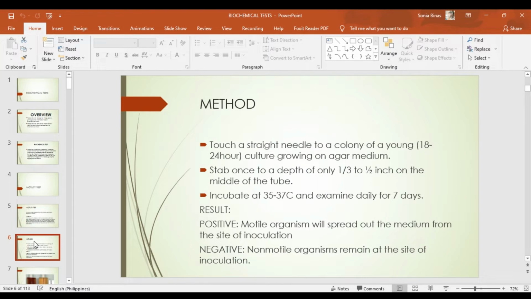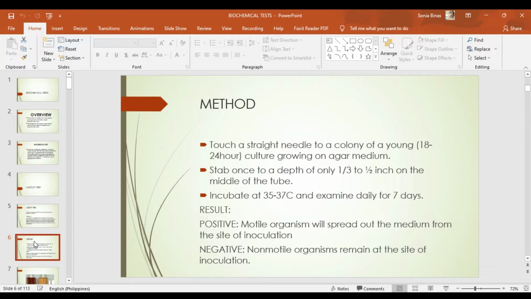So the method for this is first, we will touch a straight needle to a colony of a young culture growing on agar medium. The ideal is our 18 to 24-hour culture of the organism. Stab once to a depth of only 1/3 to 1 inch of the middle of the tube and incubate at 35 to 37 degrees and examine daily for 7 days.